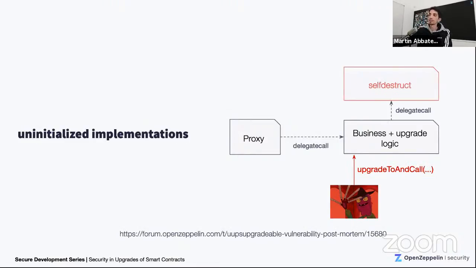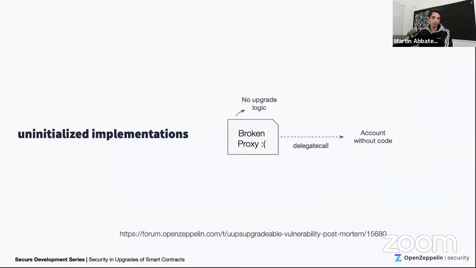And if that happens, you are delegating call to a contract that automatically self-destructs. So that means that the attacker will be destroying the implementation contract. And that means that the proxy is already broken because it will be pointing to an account without code. And since we are in a UUPS context, the proxy doesn't have any upgradability logic. So now the proxy is totally broken and you are in trouble, probably.